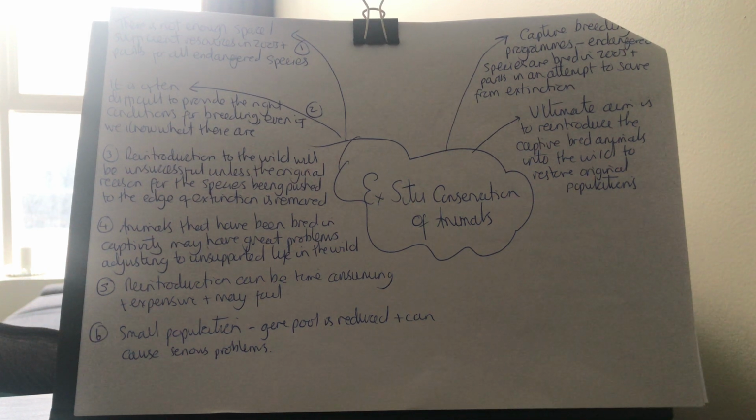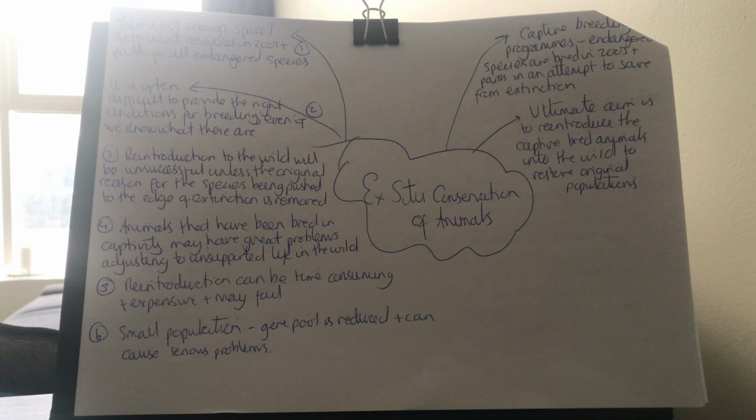Alright, so part two, we're going to talk about the ex situ conservation of animals, so conserving animals outside of their natural habitat, which obviously is going to be a zoo or a wildlife park. And in these zoos and wildlife parks, what they focus on is a captive breeding program. So you take these endangered species and you breed them in captivity, so in the zoo or wildlife park. And the idea is that you're going to ultimately save them from extinction.